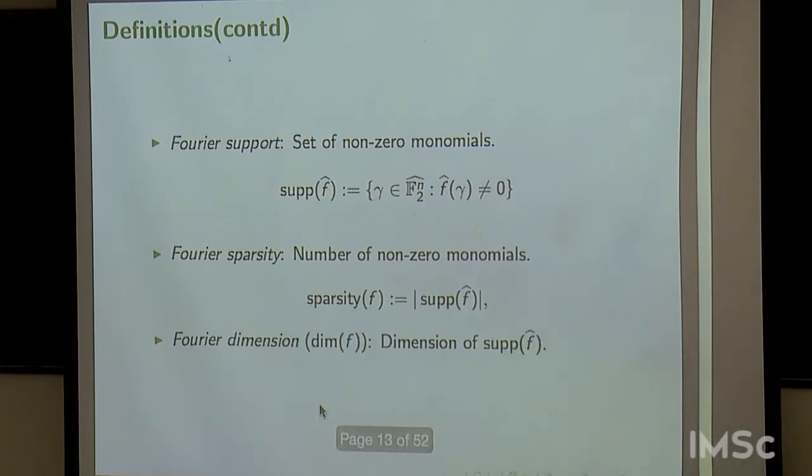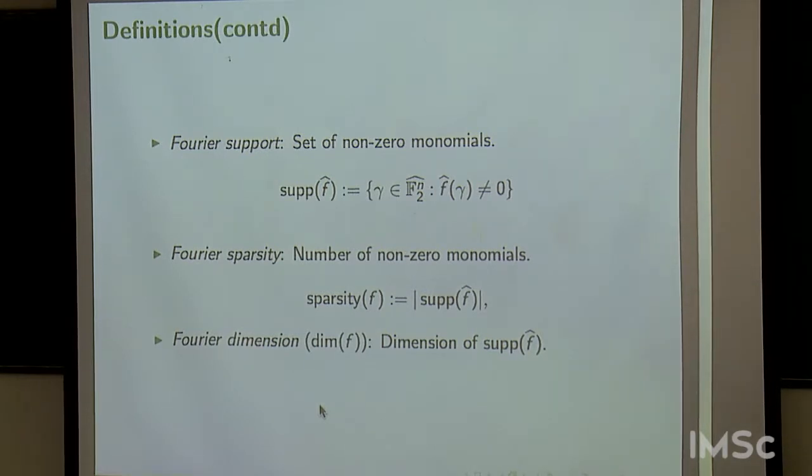Fourier dimension is defined as follows. As we have seen, the monomials can be thought of as vectors in F2 to the n hat, and they come from some vector space. So I can talk about whether they are linearly independent and so on. The Fourier dimension of a Boolean function is just: take the span of the Fourier support of f hat by treating the monomials as vectors in F2 to the n hat, so you get a subspace, and take the dimension of that subspace.